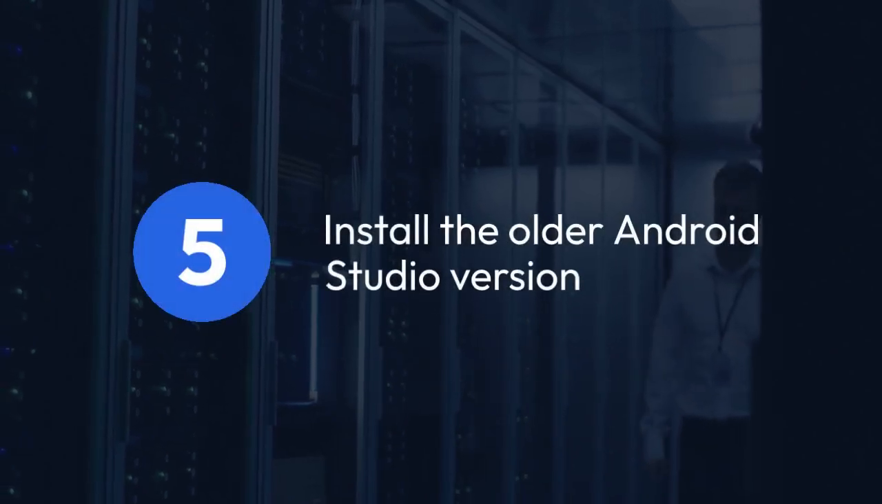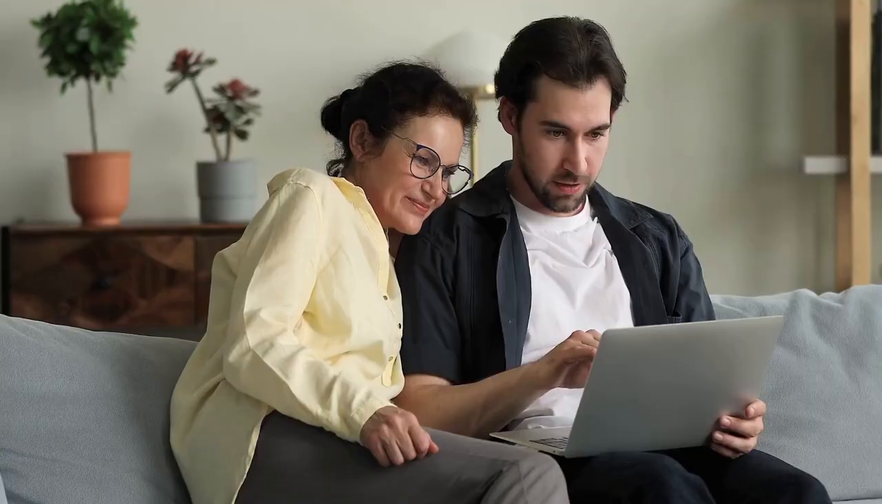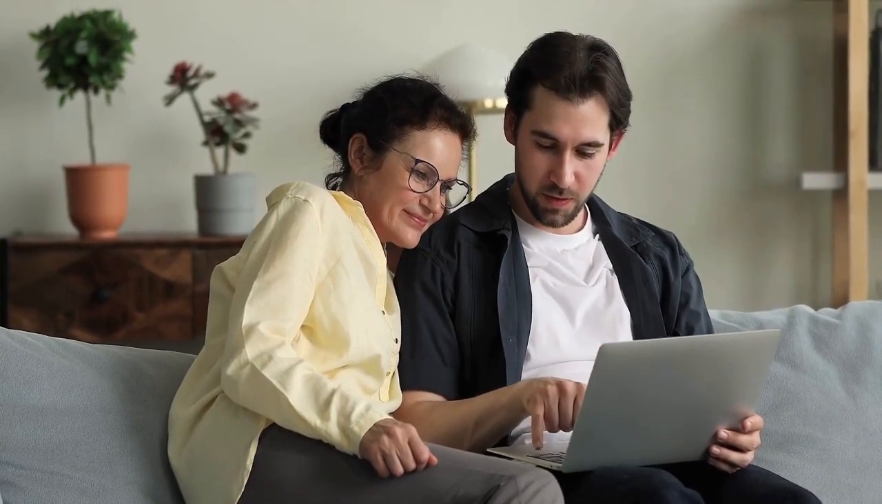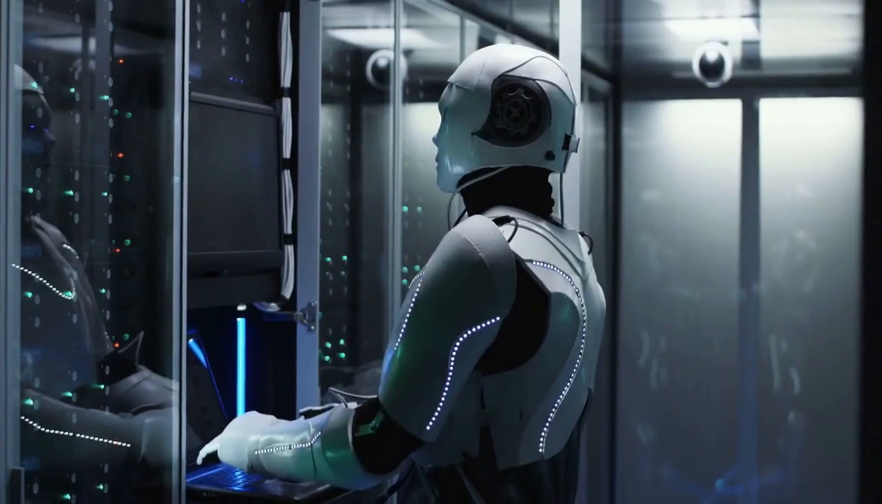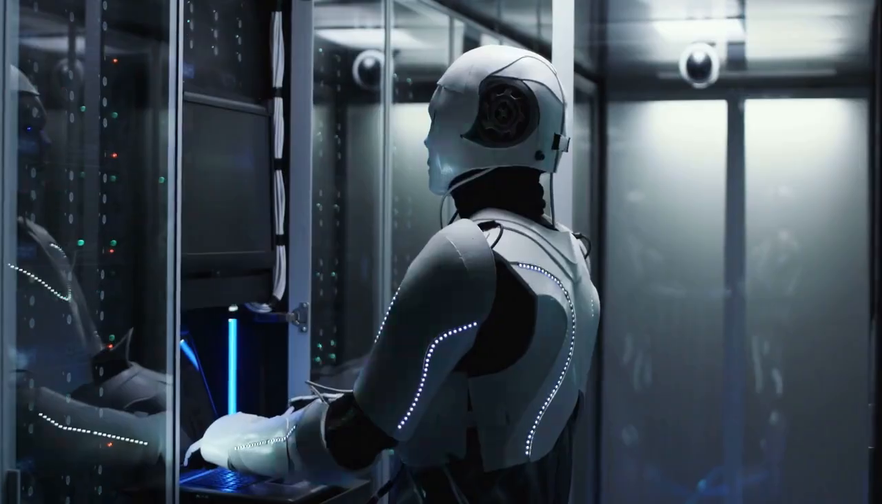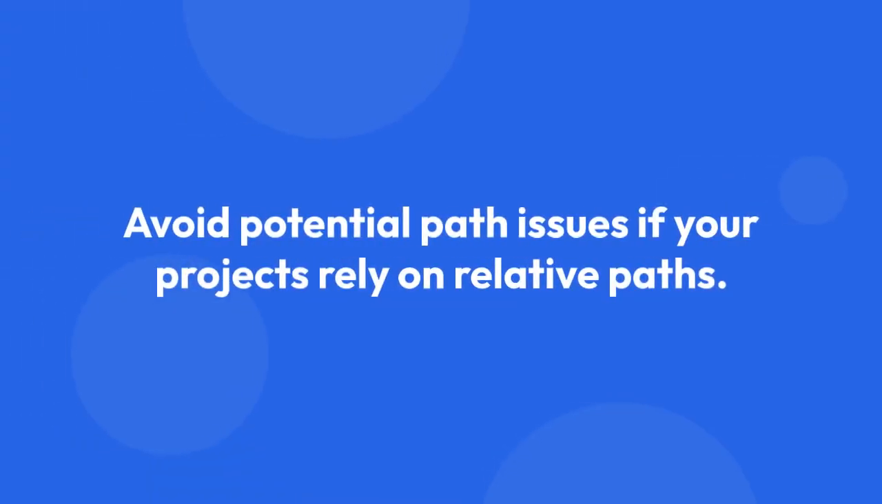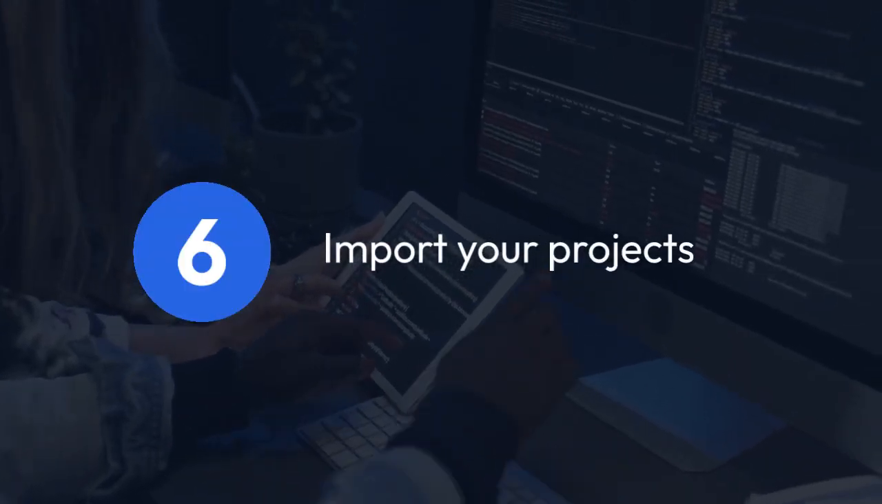5. Install the older Android Studio version. Run the downloaded installer and follow the installation instructions. Make sure to select the same installation directory as before to avoid potential path issues if your projects rely on relative paths.